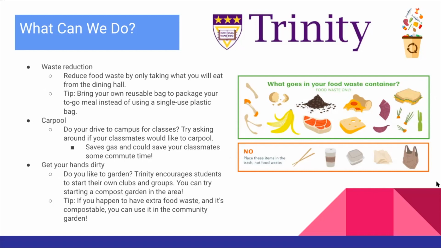You can also get your hands dirty. If you like to garden, Trinity encourages students to start their own clubs and groups. You can try starting a compost garden in the area. If you happen to have extra food waste and it's compostable, you can use it in the community garden. To do something like this, you would need other students who would want to contribute, as well as a faculty member to oversee the project.